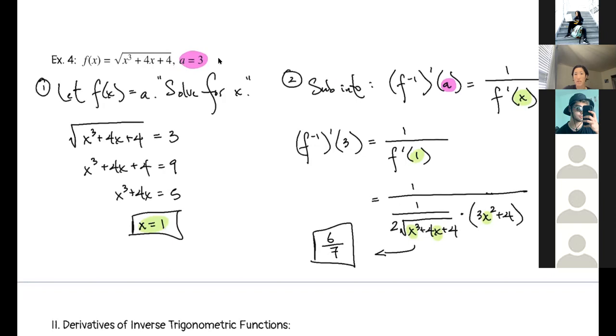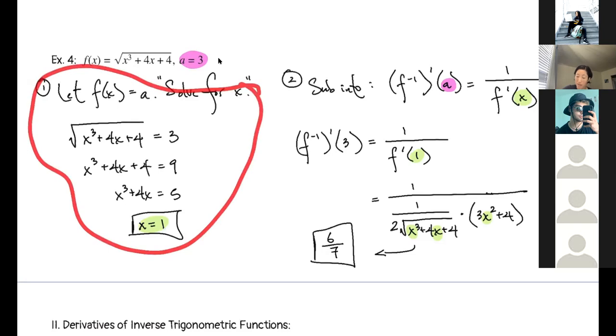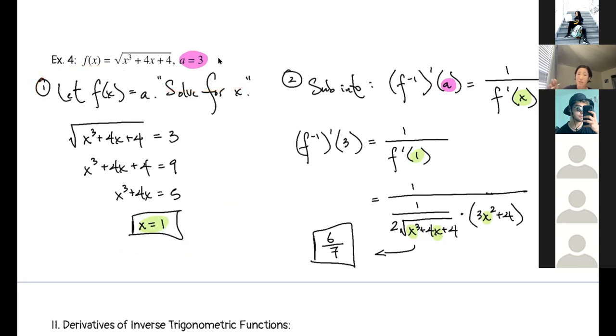Now I do want to point out that Ethan, your strategy of implicit differentiation would also work here. You would still have to do sort of this part, like find the x value, but then you could use implicit differentiation if you did not want to use the reciprocal idea, okay?